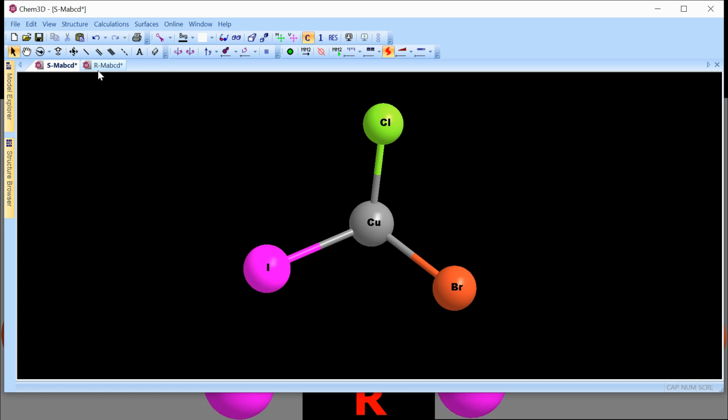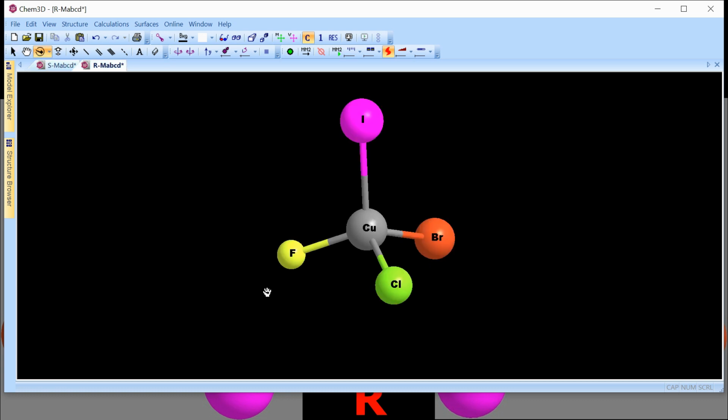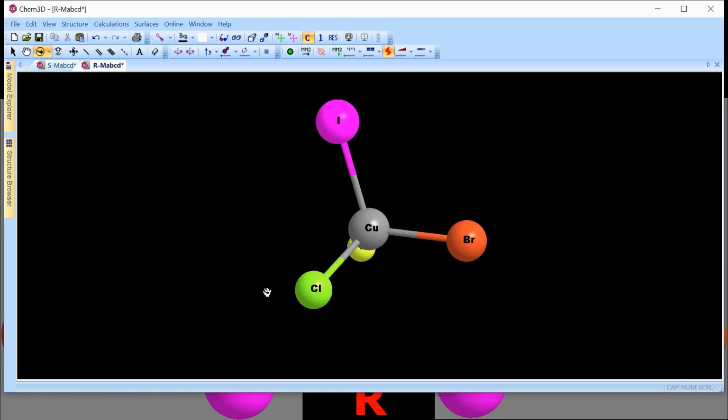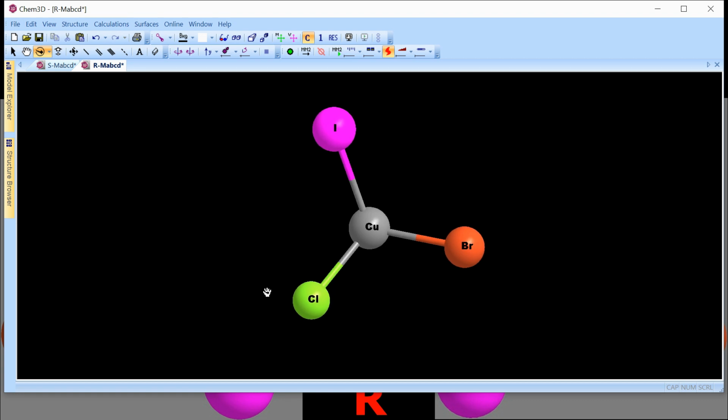In this case, again I do it. I go clockwise, 1, 2, 3. Got my point? Iodine is 1, bromo is 2, and chloro is 3. So 1, 2, 3 when I go clockwise. So this is going to be your R configuration, because I am going clockwise and the priority is descending.